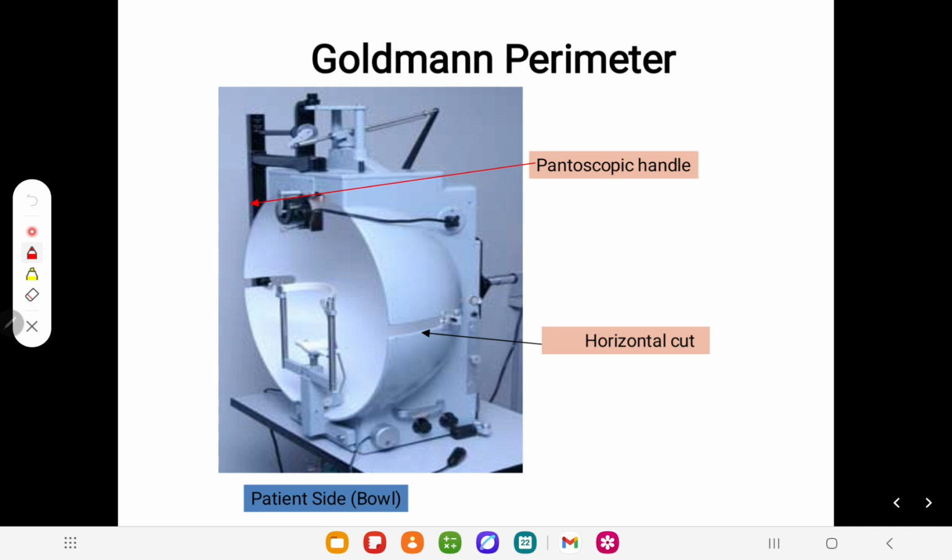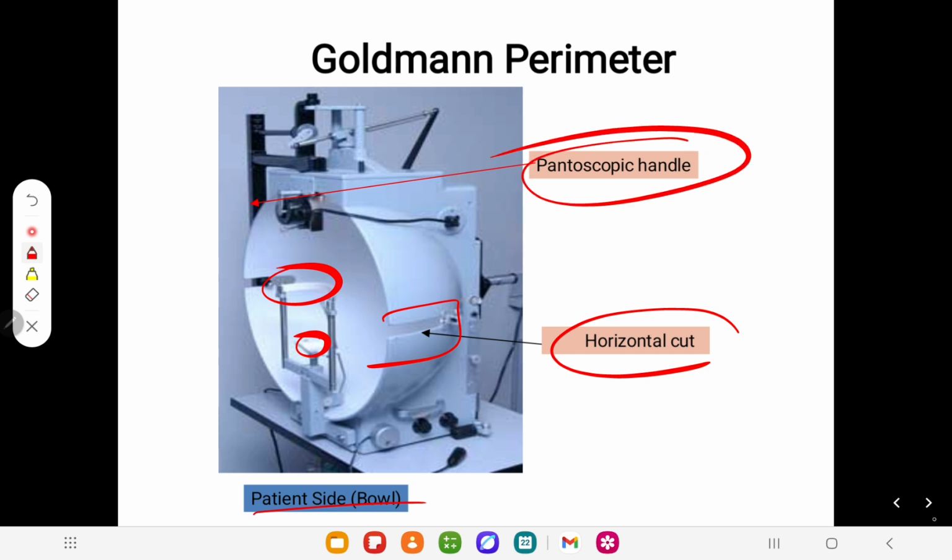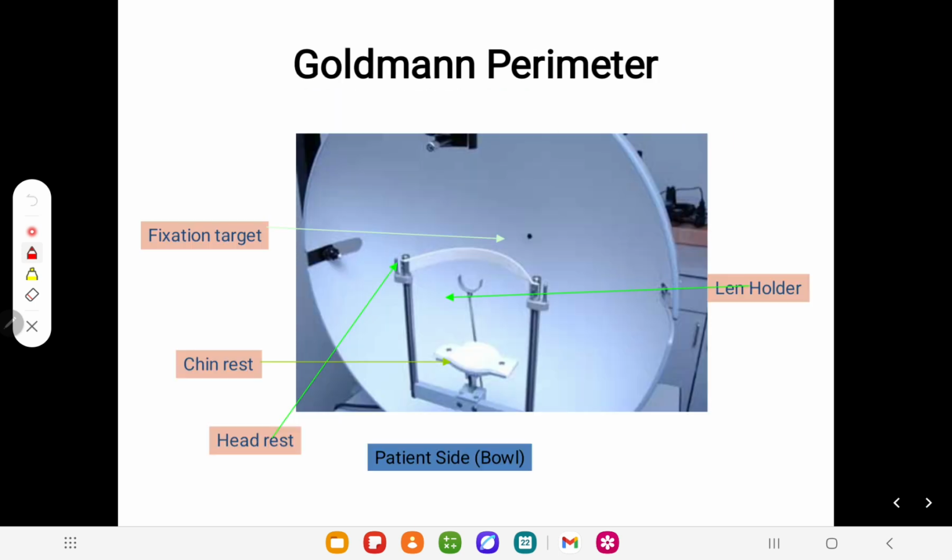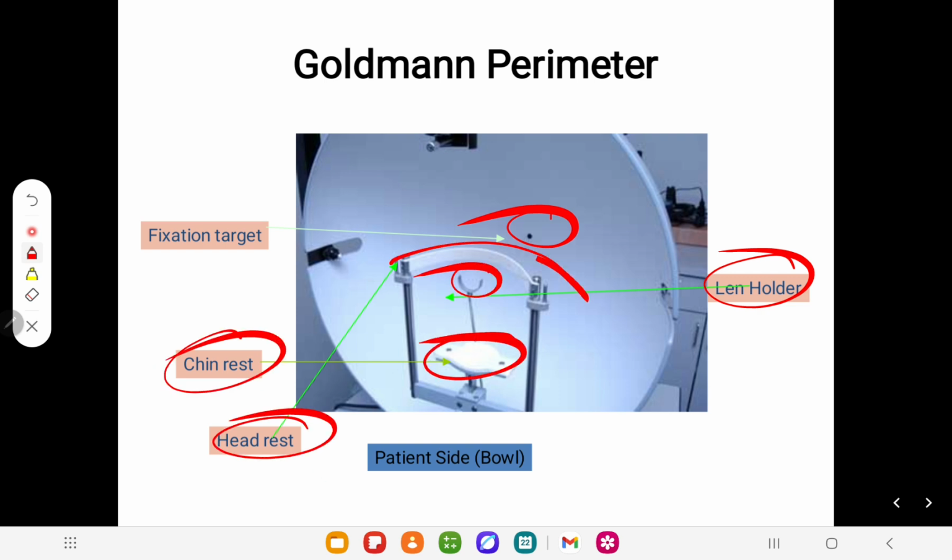So basically, this is just a Goldmann setting. Patients sit here, put the chin here, head rest here, one eye is patched, horizontal cut in the machine, because here we throw the light. The perimetry handle, we use that handle, isn't it? And patients hold that buzzer and just buzz it when they can see the target. The front beak, this is the fixation target, from which we can look at the patient's eye. And this lens holder, yes, I have already told about this. Chin rest, there is the chin rest. Head rest, there is the head rest. Okay, this is the patient's side.